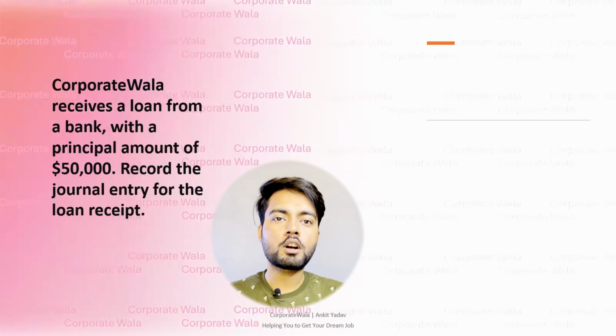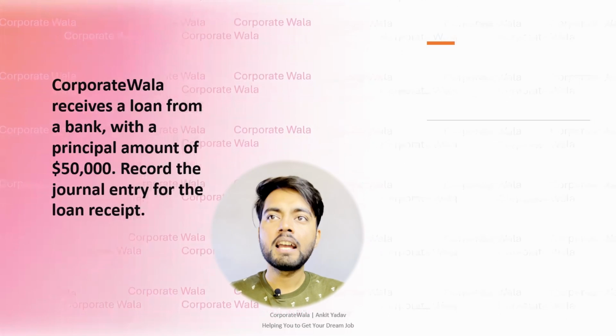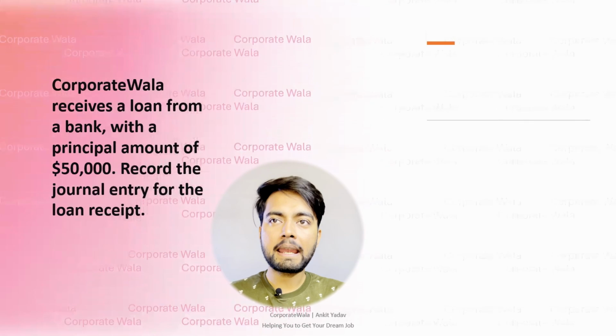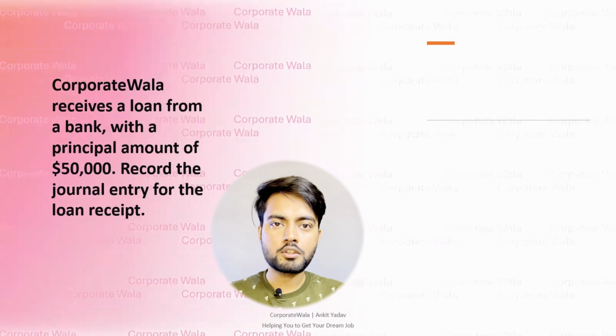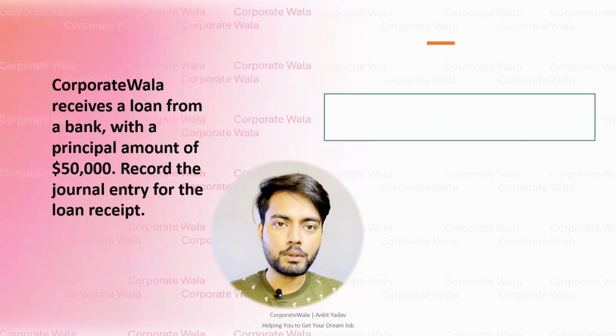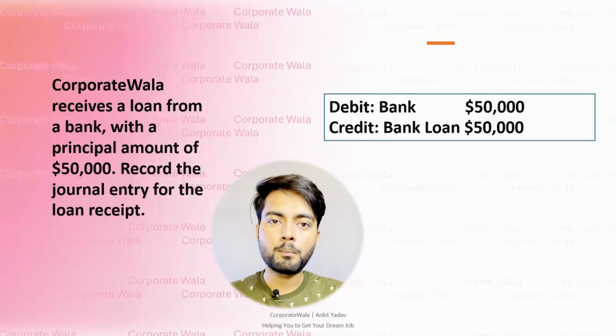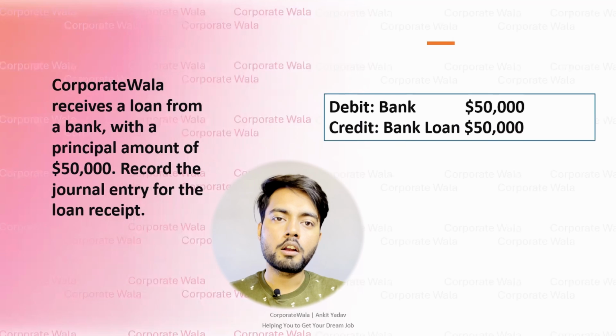Moving ahead, now let's talk about our next journal entry, which is CorporateWala receives a loan from bank with a principal amount of $50,000, and we need to record this transaction in our books of account. So whenever you receive any loan from your bank, what will happen? You will receive the cash from the bank, and against that cash, you need to record a liability of bank loan or loan account. So what will happen? We will debit the bank account here, and you will create a liability of bank loan, or loans payable, whatever you have mentioned. All of these are correct.